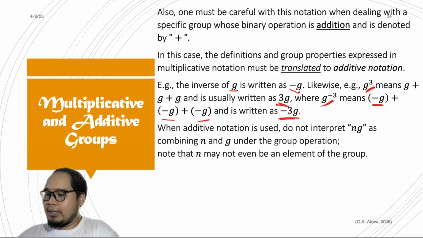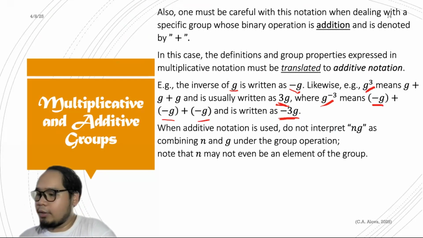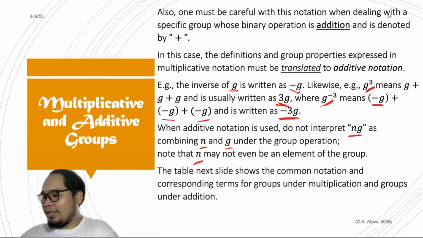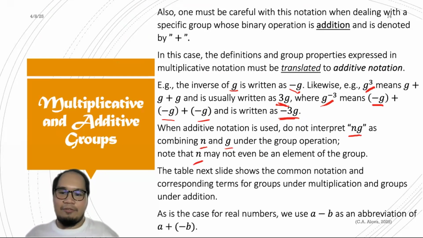When the additive notation is used, do not interpret n times g as combining n and g under the group operation. Note that n may not even be an element in the group. This is just adding g n times, so don't get confused with that. The table on the next slide shows us the summary of everything.